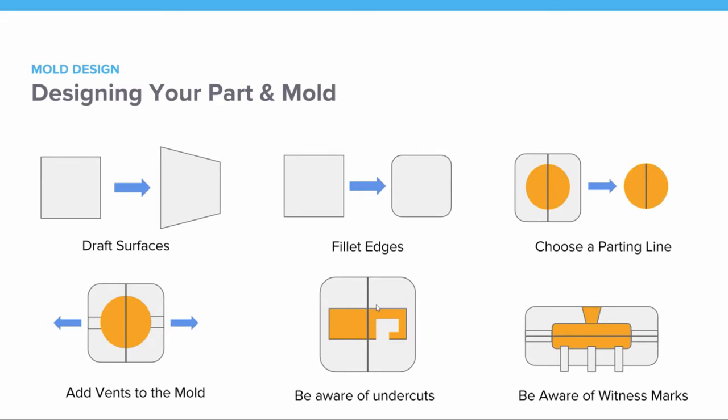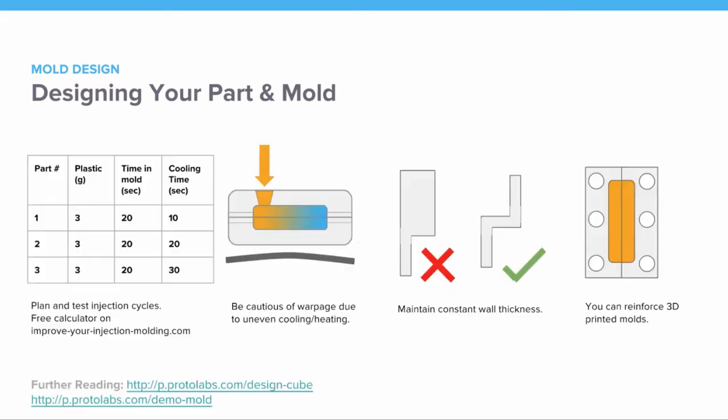If you'd like to see a witness mark, find some plastic pieces and turn them over on their backs, and you'll often find little circles that are indented into the part, and those are ejector pin marks. Some other things you can do is plan and test your injection cycles. There's a free calculator on improveyourinjectionmolding.com. Basically, you're saying, okay, inject for 30 seconds, cool for 1 minute, do the next part, and this can help you optimize what you're doing.